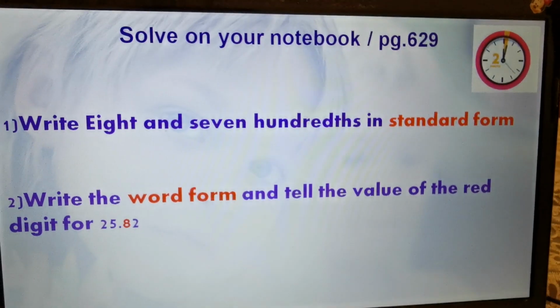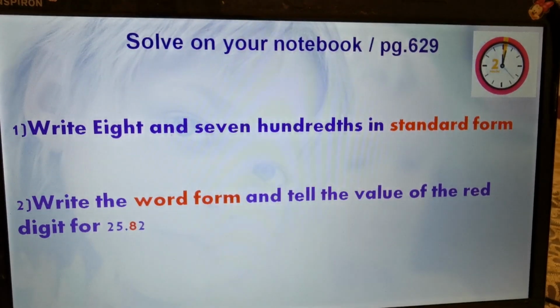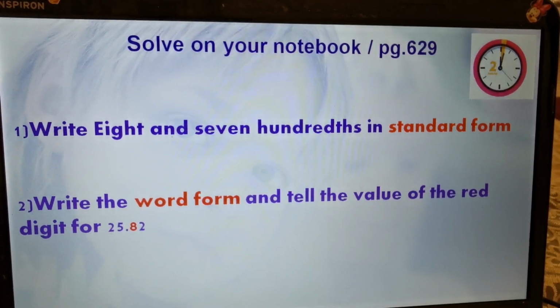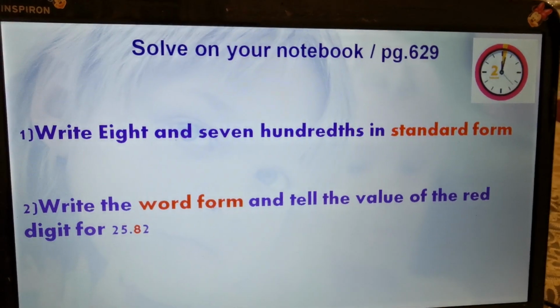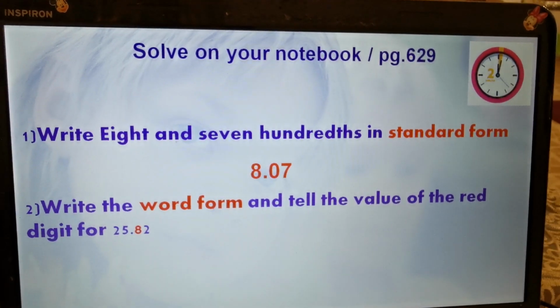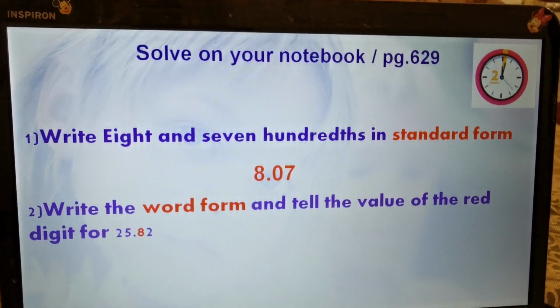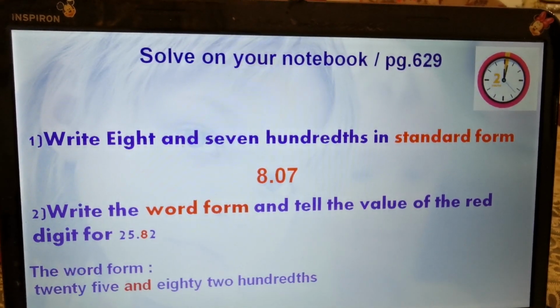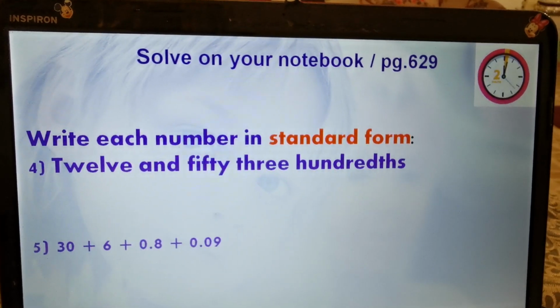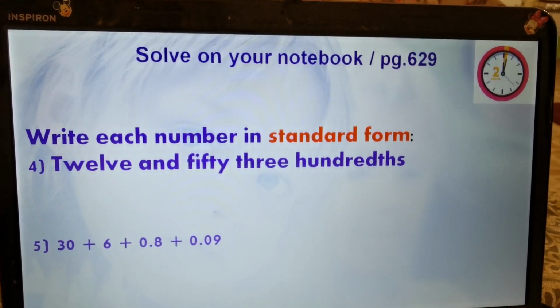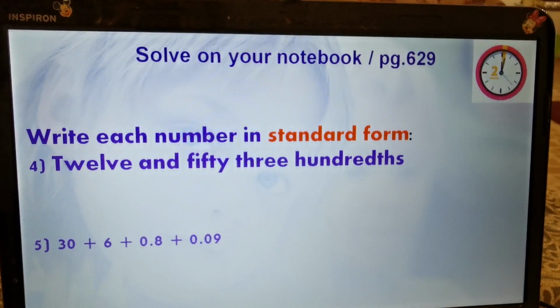Now open your notebook. Let's solve the questions from page 629. Check your answers. Write each number in standard form.